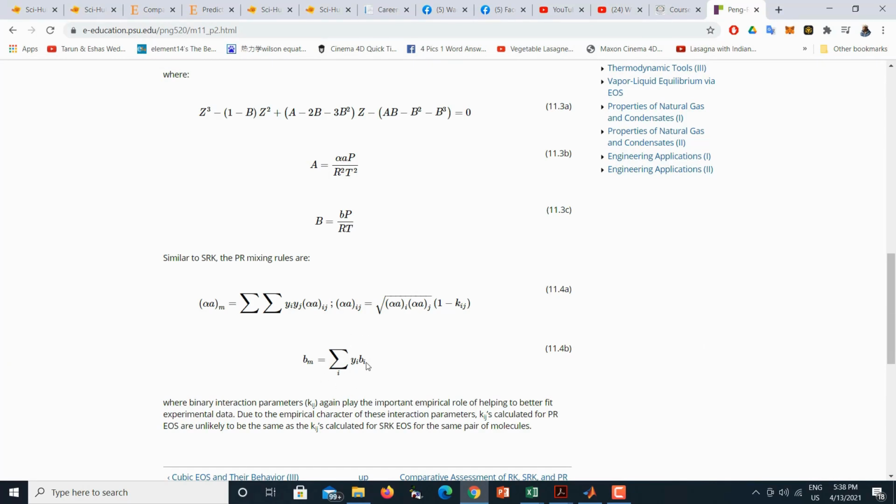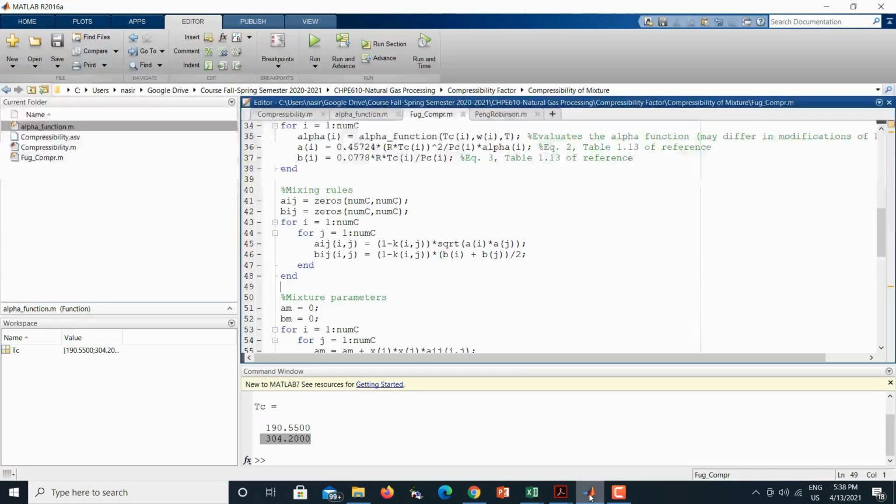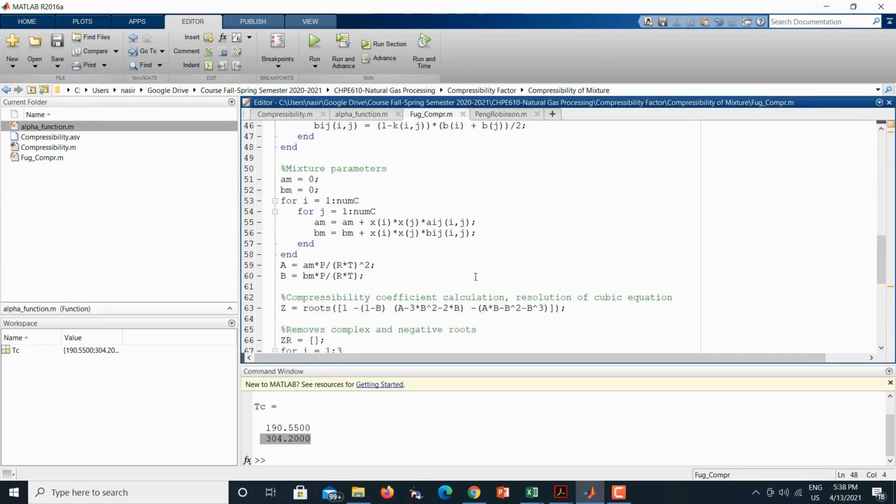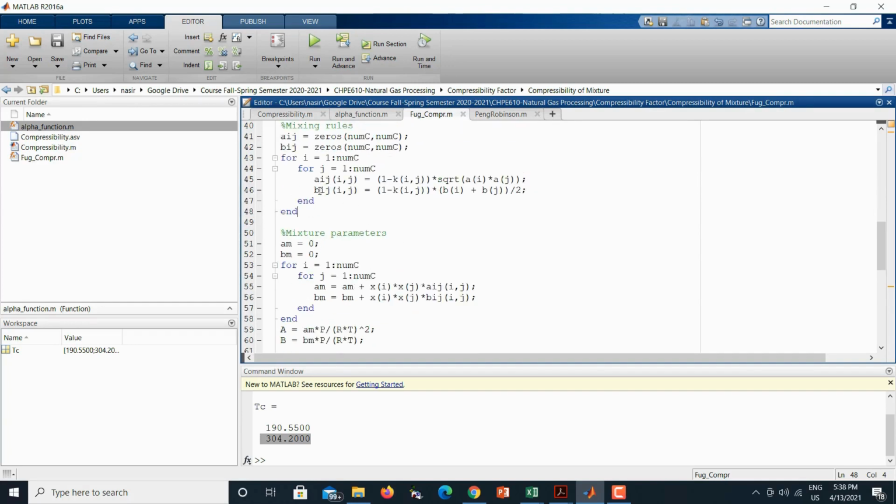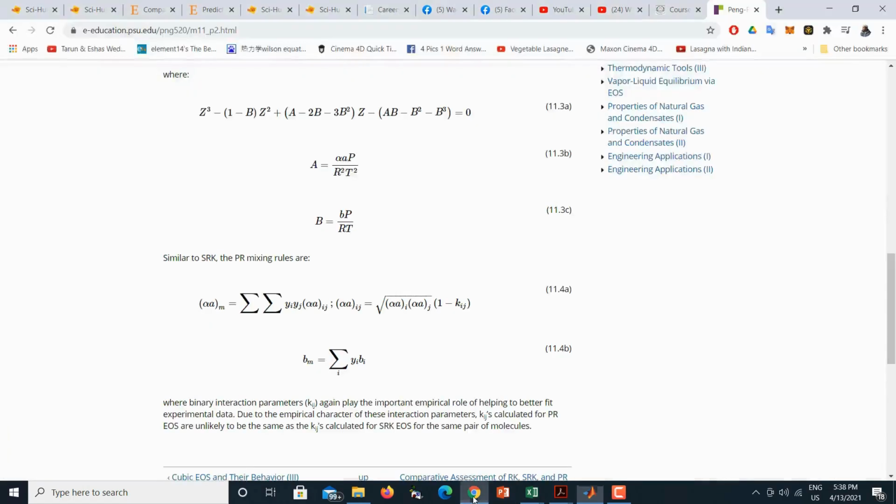With a slight modification in this equation, I also added a binary interaction parameter here, which is shown up here. You can remove this one if you don't want it, it's up to you. After this, we calculate Aij and Bij, which is this information.